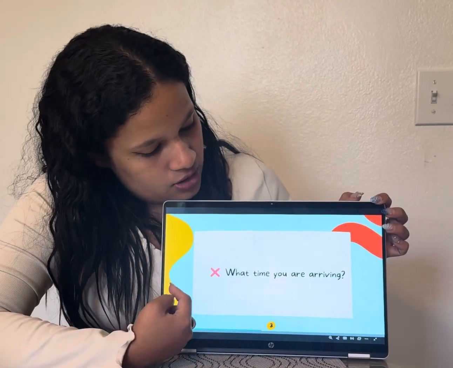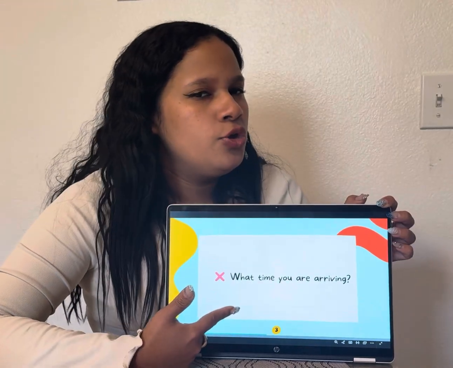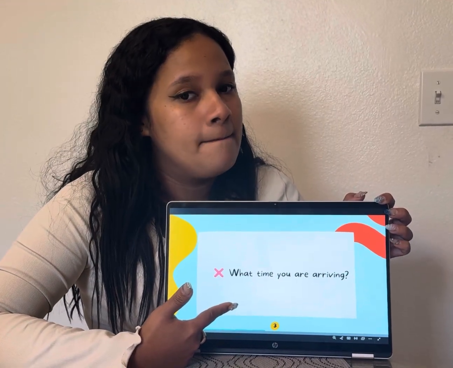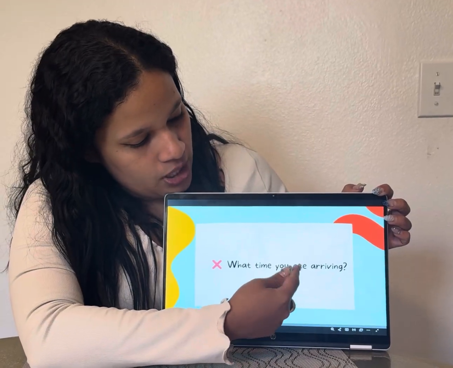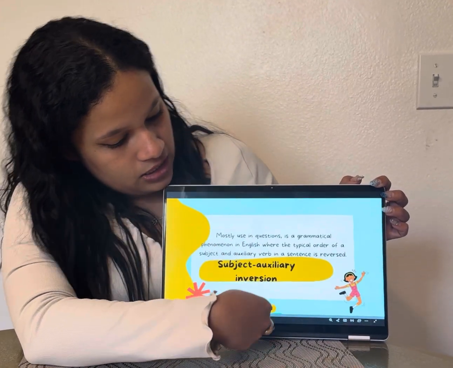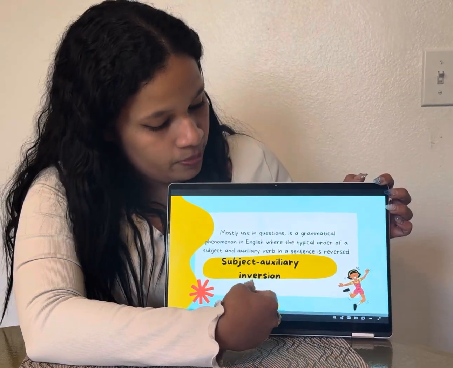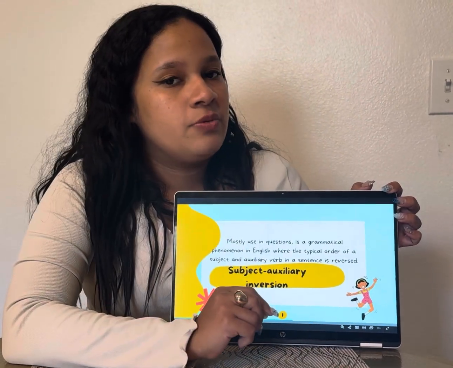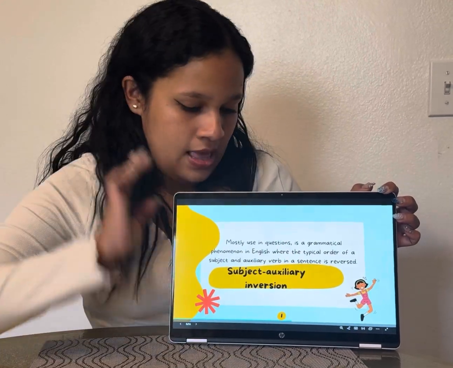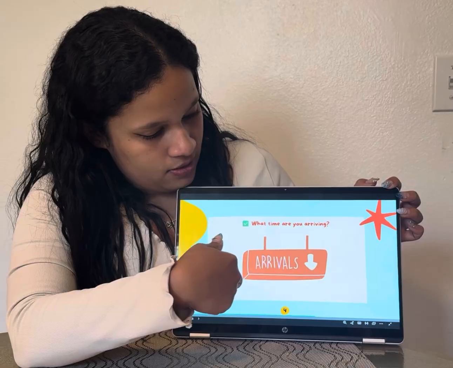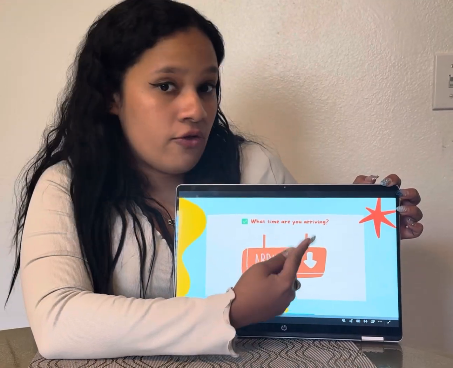And then let's see this next question. What time you are arriving? You might think there is something wrong with it because there is something wrong with it. As you can see, you and are need to be changed, and this is called subject-auxiliary inversion, where the auxiliary verb needs to go first, and then the pronoun that you're going to use. And then the question ends up as: what time are you arriving?